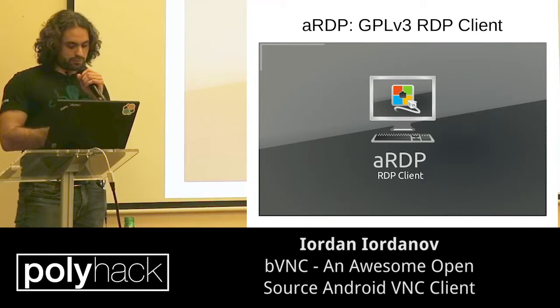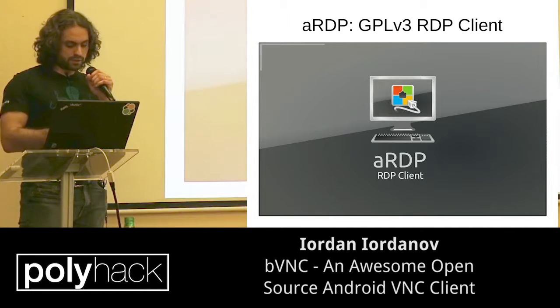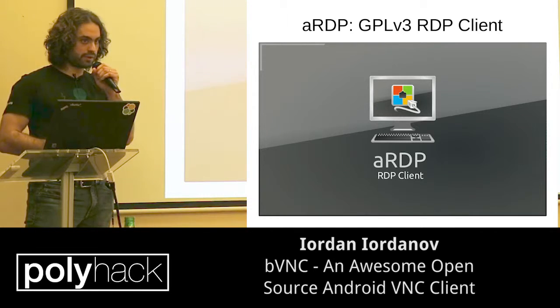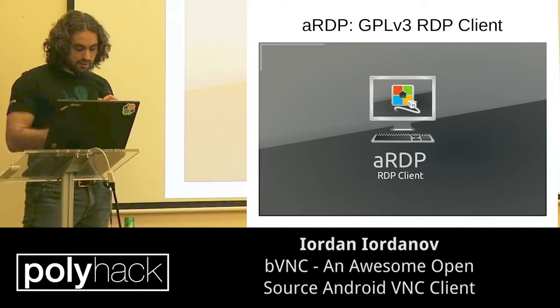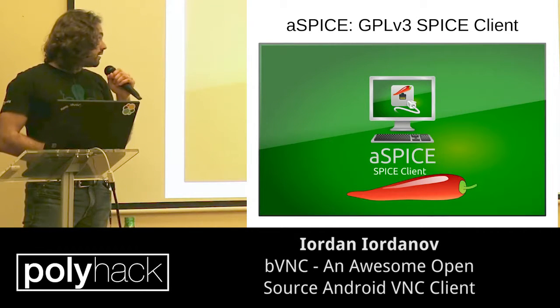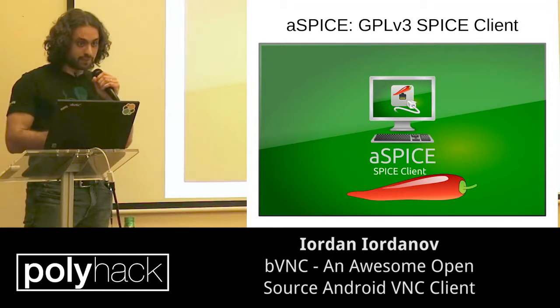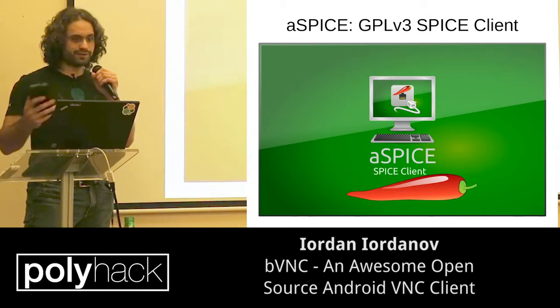Alongside bVNC in the same code repository is ARDP, which is an RDP client, which also supports SSH encryption. It supports Windows and Linux with XRDP. Anywhere that XRDP runs, it supports. And it has the same multi-touch interface. Also alongside these two projects lives aSpice, which is a Spice client along the same lines. You guessed it. It's a Spice protocol client, SSH tunneling, multi-touch interface, yada yada.